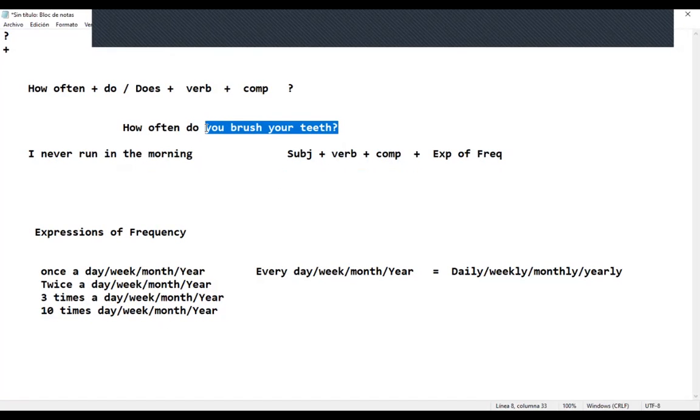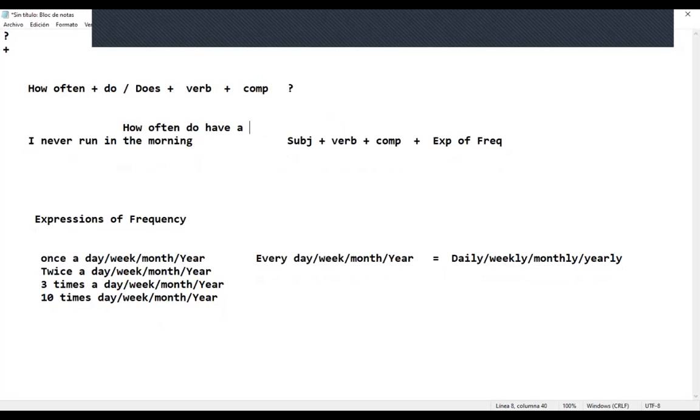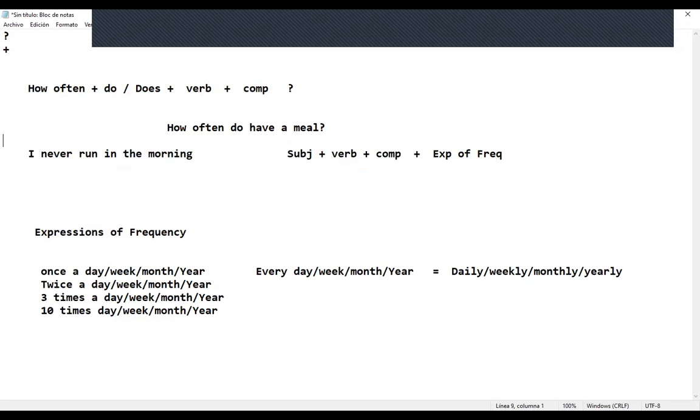How often do you have a meal? Meal? Do you know what meal is? Leche? No, that's milk. Meal is un tiempo de comida. How often do you have a meal? Merienda. Un tiempo de comida. Mm-hmm. How often do you have a meal?